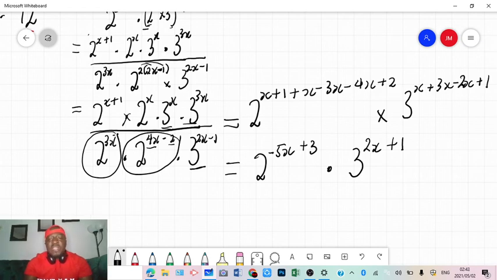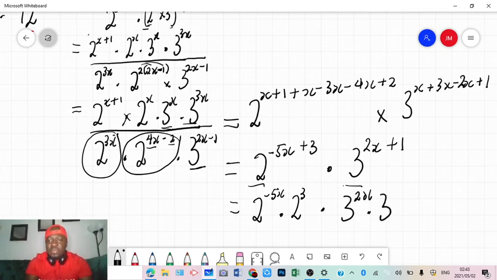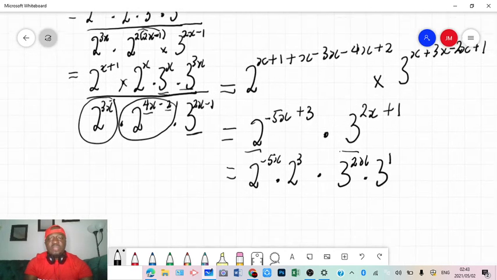You still need to simplify this further, because I see a negative index somewhere there on top of the base 2. So first reverse these bases because of the binomials, the expressions on top, the indices are 2 terms. Reverse them first and then change the negative index. So this is going to be 2 to the power negative 5x times 2 to the power 3 times 3 to the power 2x times 3 to the power 1. So reversal of the law again.